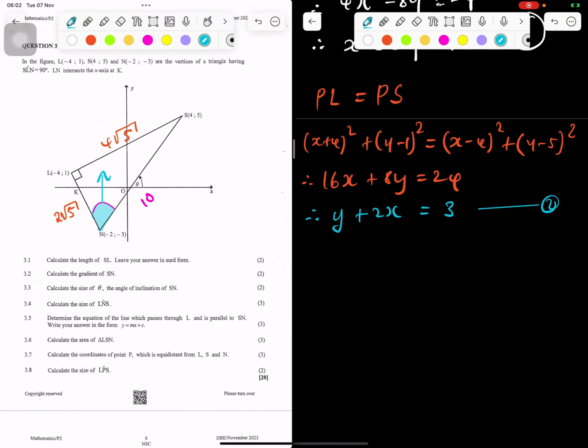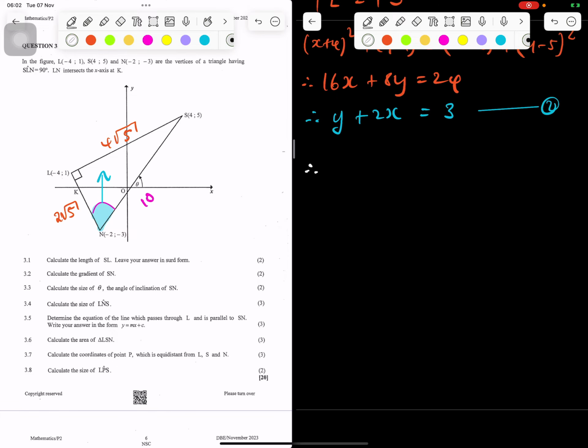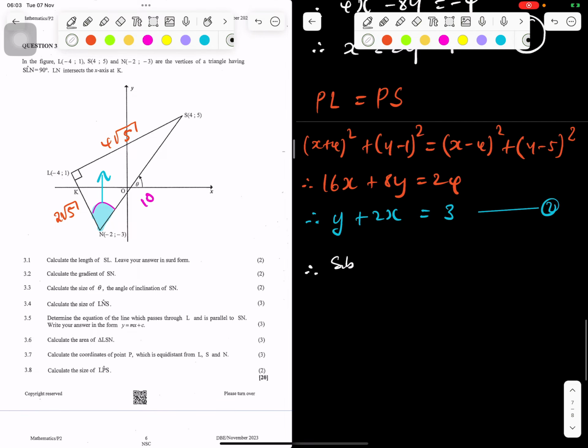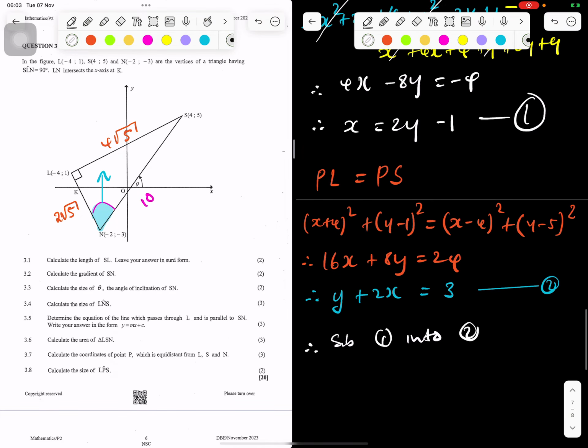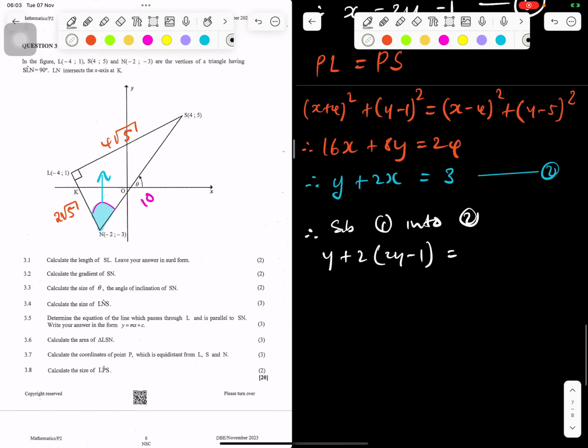So now I'm going to solve this simultaneously, and it's very long, you can see that, but that's how you should really apply that concept of equidistance. I would say substitute 1 into 2. It's simultaneous, guys. So x is 2y minus 1. So this should be y plus 2x, where x is 2y minus 1, equals 3.